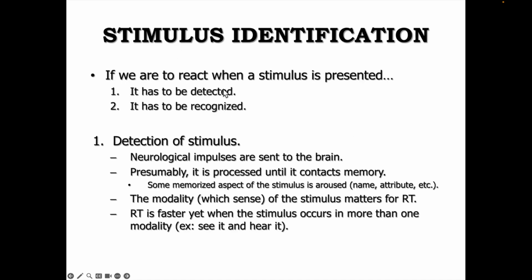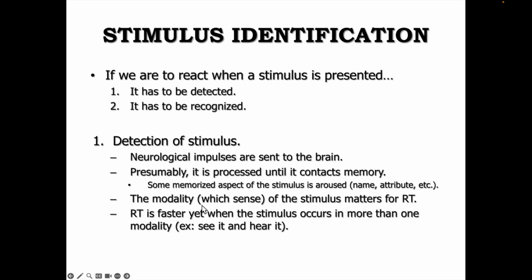So looking at stimulus identification. If we're going to react to when a stimulus is presented, we have to have two different things. Number one is this stimulus has to be detected, and we have to recognize that it's actually a stimulus. When detecting that stimulus, there are neurological impulses that are sent to our brain upon detection of that stimulus. And we presume that it's going to be processed in our brain until it connects with the memory portion of our brain. And that's due to some memorized aspect of the stimulus being aroused. Maybe it's hearing our name, maybe we attribute it to something or whatnot.